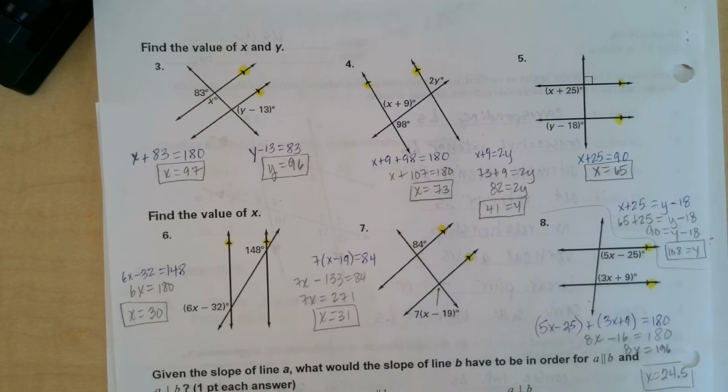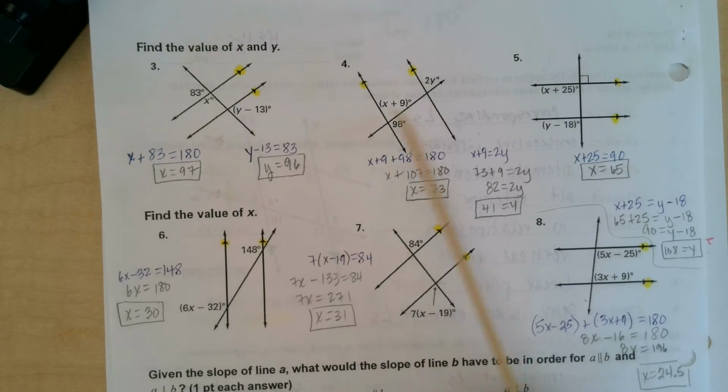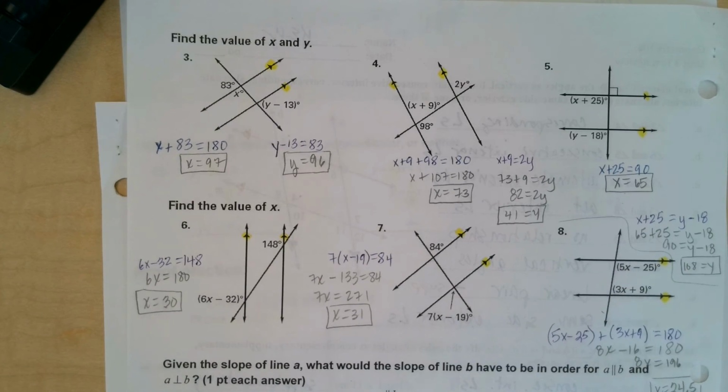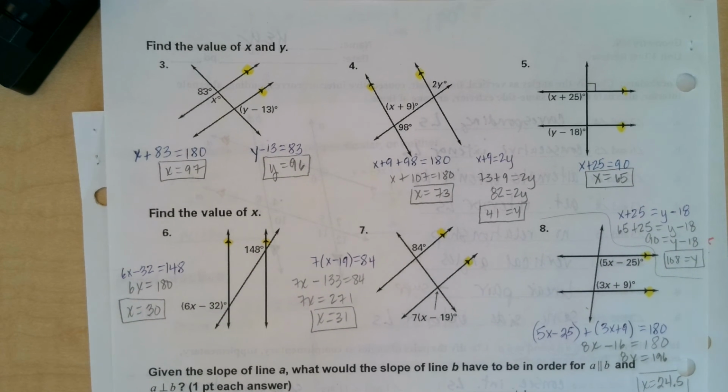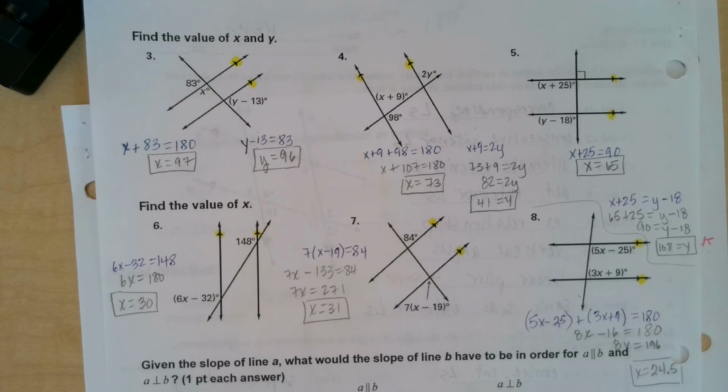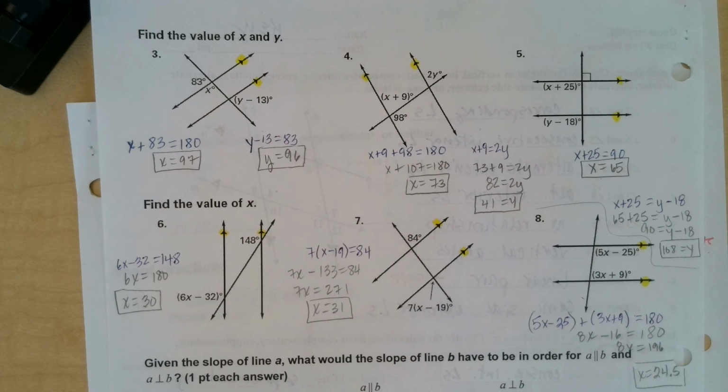Page 2. Each of these we were given parallel lines. So we set up the relationships, whether they are equal, whether they're supplementary. Any questions on these 3 through 8?